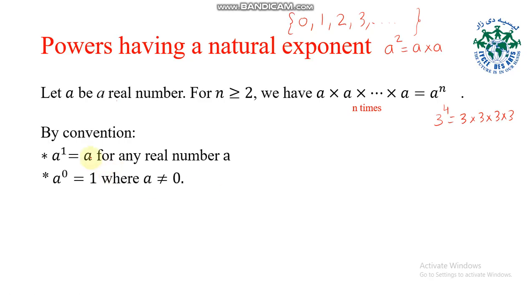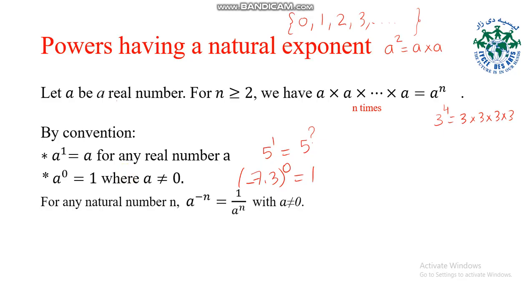So a exponent 1 is simply a, like let's say 5 exponent 1 is 5, when we don't write any exponent, it is 1 by default. And a exponent 0 is 1. Be aware that a should be different from 0. So any non-zero real number raised to the power 0 will be 1. Like let's say 7.3 raised to exponent 0 is 1. And any real number, whether it is positive or negative, will give 1 also.